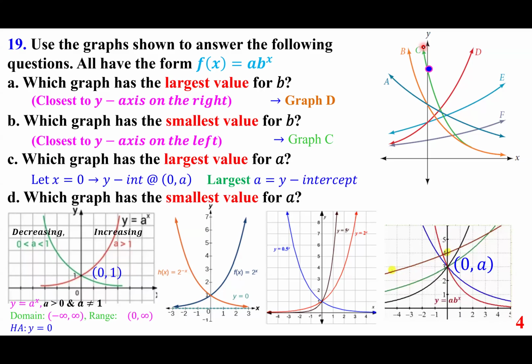For the smallest one, we are looking for the smallest. So that's graph C. For this one, we are looking for the smallest a or y-intercept. Again, look at this one, this one, this one. This is the bottom one, okay? And this graph is graph F. So that's how we distinguish among those.